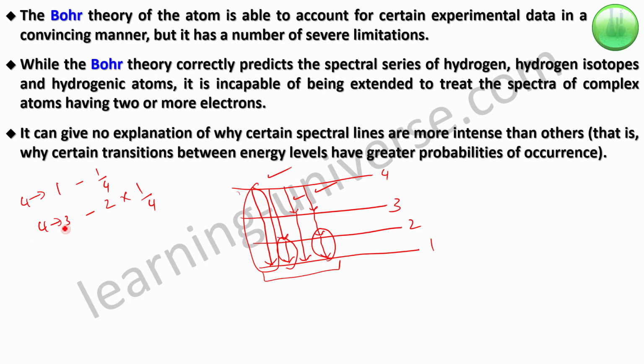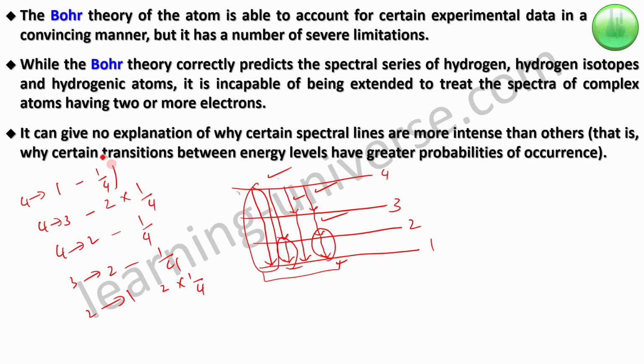I think this was 4 to 3. I'm talking about 4 to 2. 4 to 2 is only seen in this atom, and therefore its probability is again 1 by 4. And if you look at 3 to 2, this is the only atom which comes from 3 to 2. So 3 to 2 is also having a probability of 1 by 4. And 2 to 1, of course, we missed out 2 to 1. 2 to 1 also occurs twice. So the probability is 2 into 1 by 4.